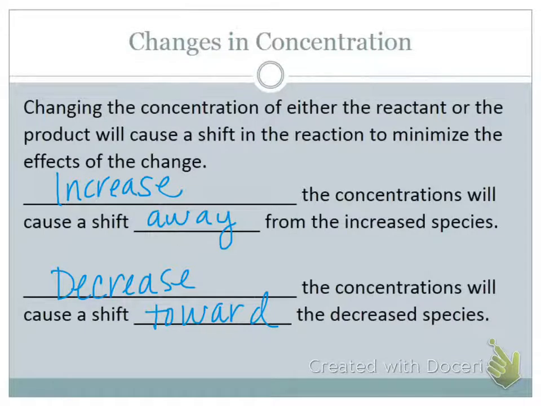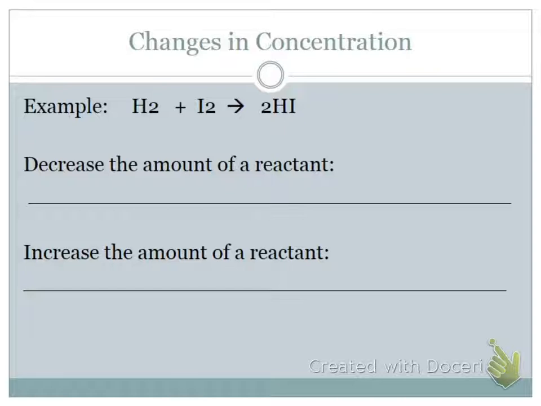So let's look at an example. If I have this particular reaction, I have H2 plus iodine, it makes hydrogen iodide. If I were to decrease the amount of a reactant, so I could choose the H2 or the I2, if I was to decrease it, meaning I take some out, which way would this equilibrium shift? Toward the left or the right?